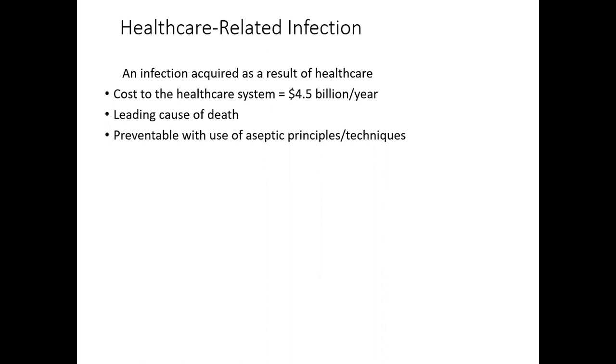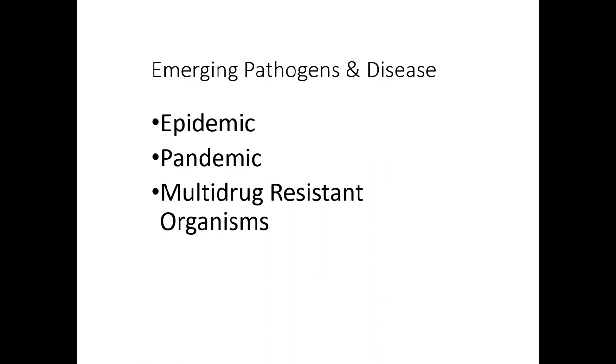And your examples of that would be your central line infections, your urinary catheter infections, pneumonia for patients that are on vent, and surgical site infections for patients that have had surgeries. So emerging pathogens and disease are things that we as nurses need to be aware of.